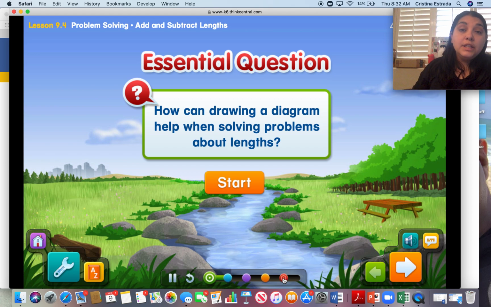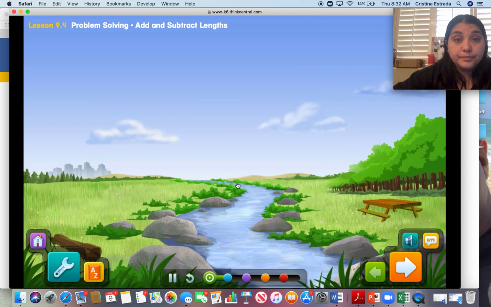So what all of these do is they help us. At first, our green area will tell us the essential question that we have to answer, and in this case, it's how can drawing a diagram help when solving problems about length? So what you'll do is hit start. And when you hit start, it will take us through the lesson. So let's go ahead and hit start here.